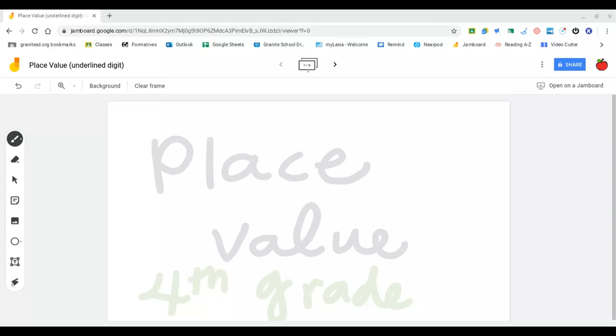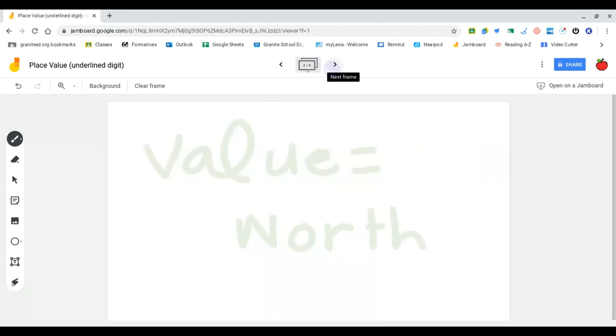Grade, welcome to place value. We are going to continue on by talking about the value of a number. So first off, we're going to start with the definition. The value of a number is how much that number is worth.